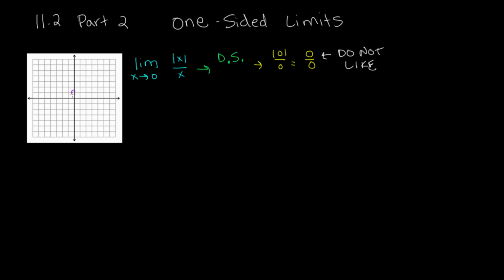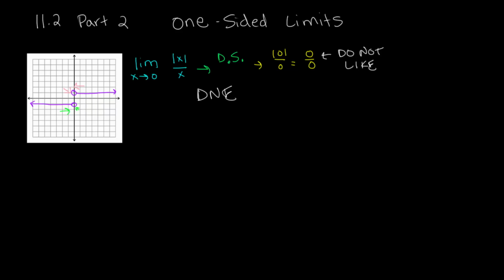If we graph it, we get a graph that looks like this. If you wanted to find the limit of this, we know that from the right, the graph approaches this value over here, but from the left, we approach this value over here. Since it's approaching different values from both sides, we know that the limit does not exist.